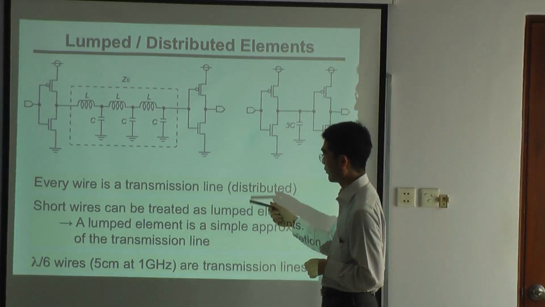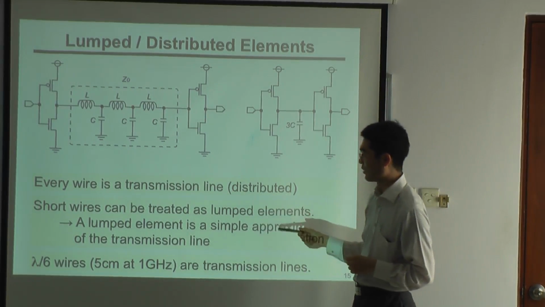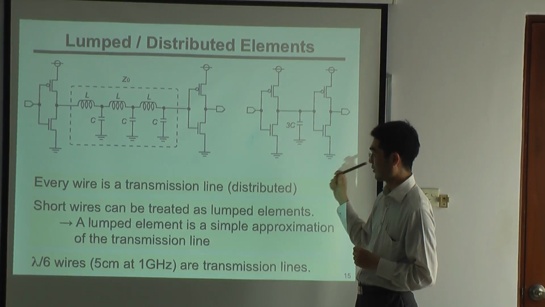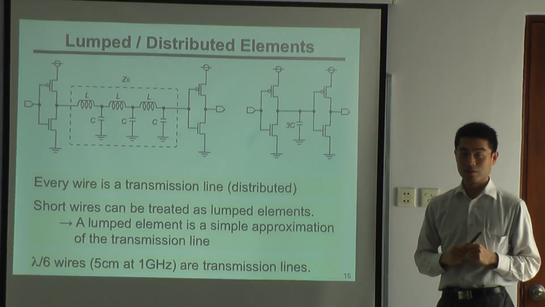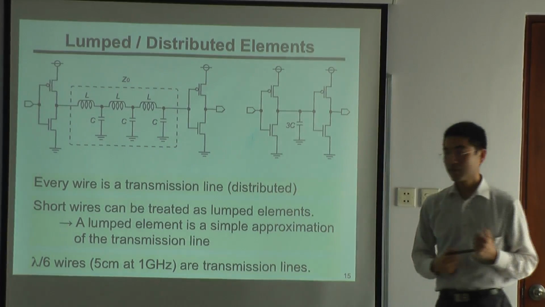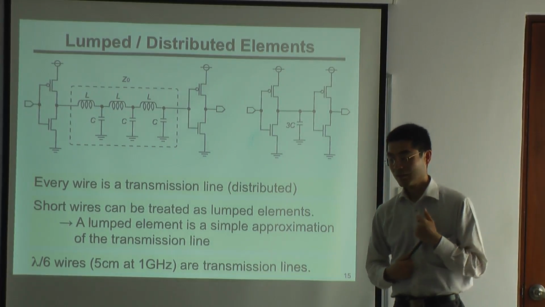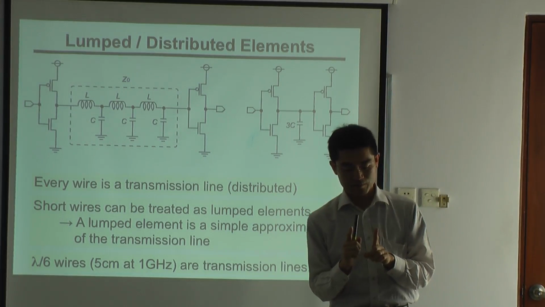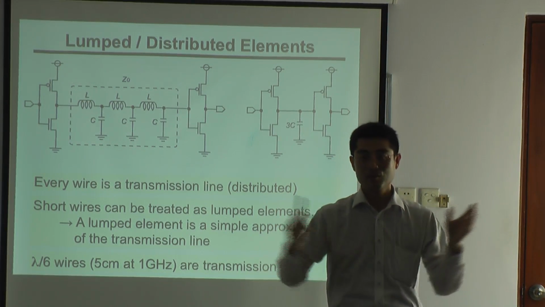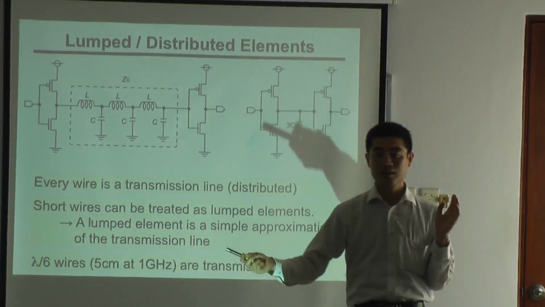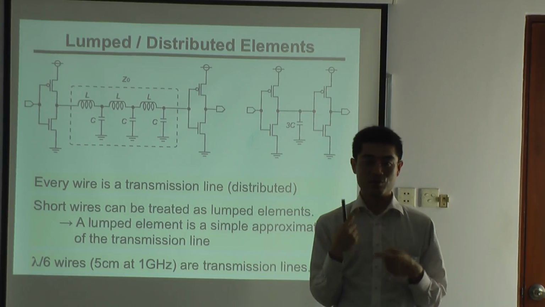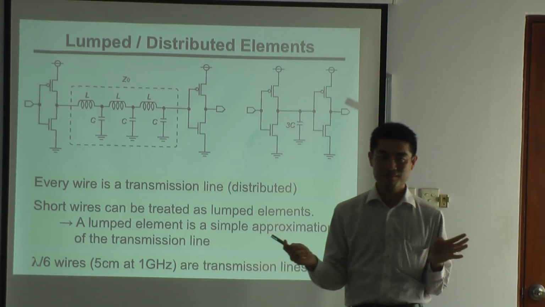So every wire is a transmission line, and short wires can be treated as lumped elements. This is the simple approximation of the transmission line. The short line can be approximated as only one capacitance. And for a long wire, we have to consider it as a transmission line, and we have to consider L and the reflections. And what is the boundary?